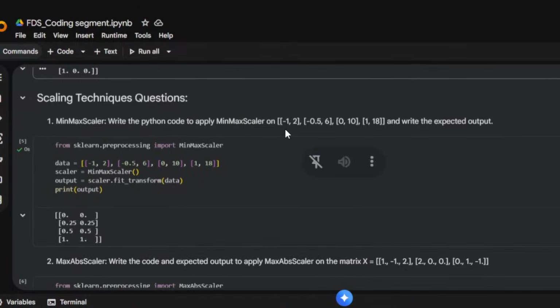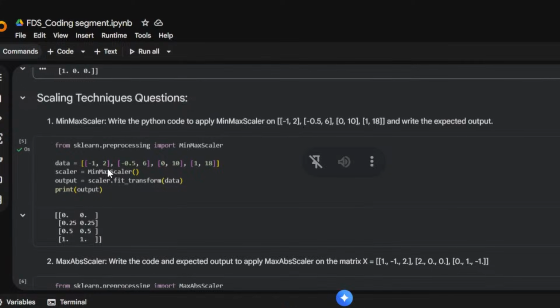So we are given this data set: -1 to 0, -0.5, 6, 0, 10, 1, 18. So we have two columns and four rows. The first column is -1, -0.5, 0 and 1. The second column is 2, 6, 10 and 18. So I hope you got it. We have the four rows and two columns.